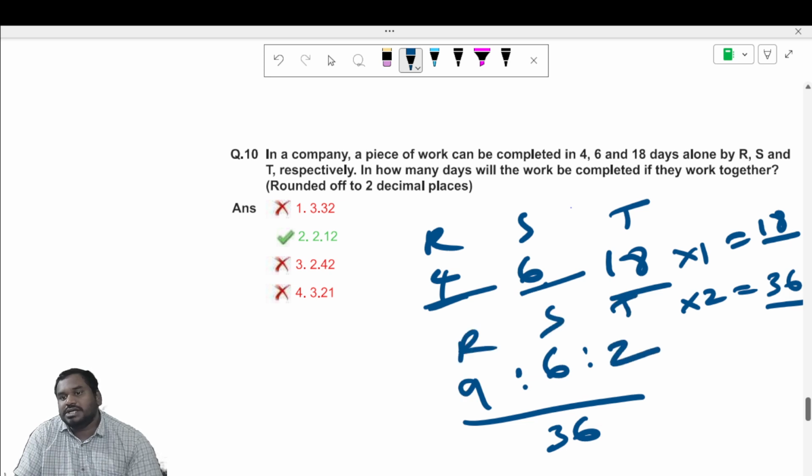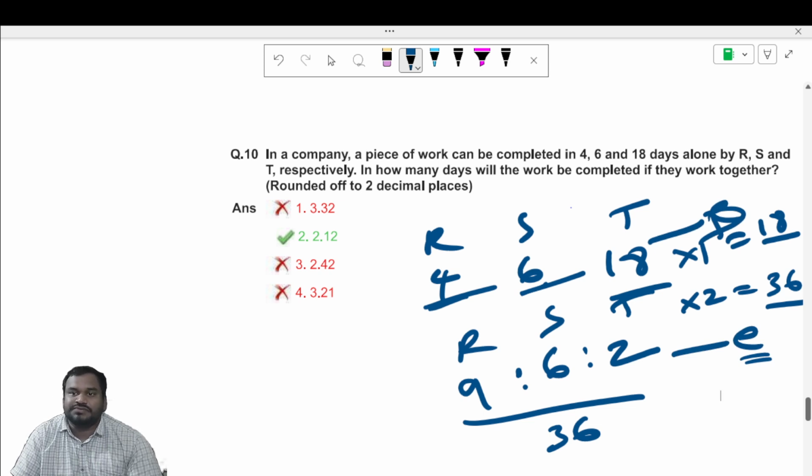So these are the efficiencies. Sorry, these are the days, and these are the efficiencies. Using this efficiency, in how many days will the work be completed if they work together?